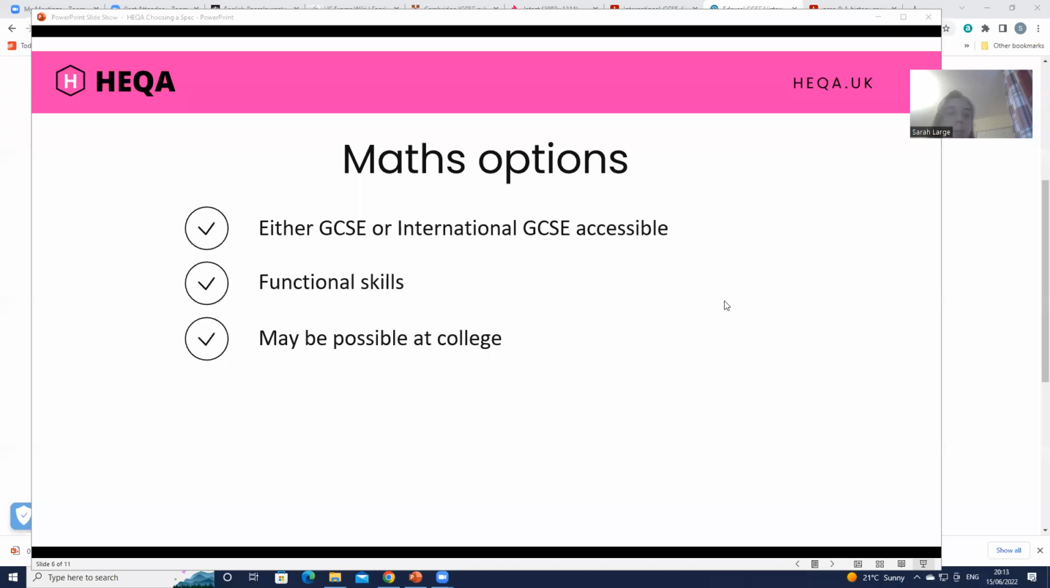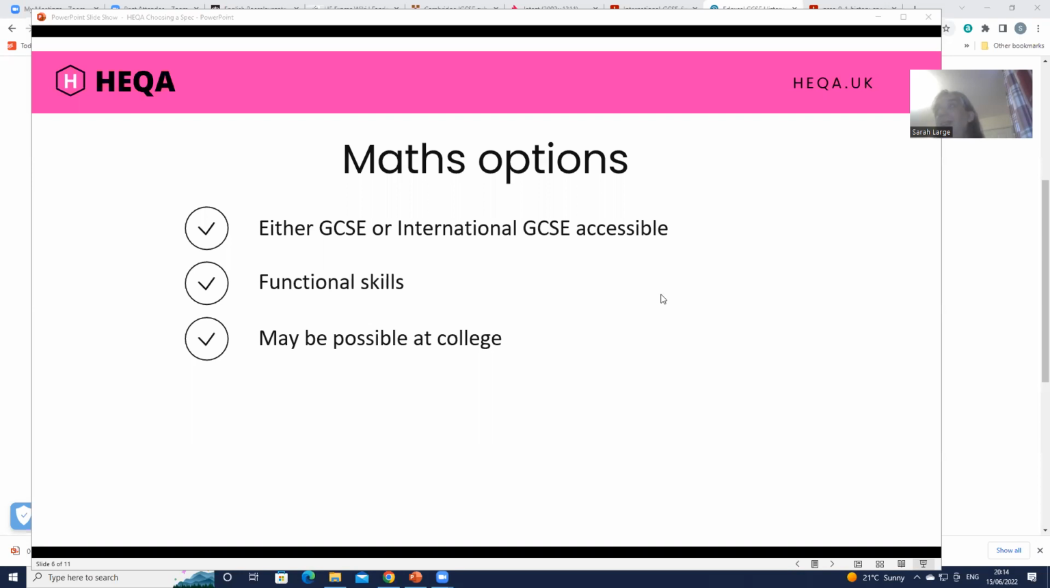It is possible in some places to do maths and English at college, either as part of 14 to 16-year-old schemes, or you may be able to start a level two particularly, and do maths and English alongside. It's always worth speaking to the college yourself, rather than judging it on other people's experiences at their colleges. You need to go and ask yourself for your own.